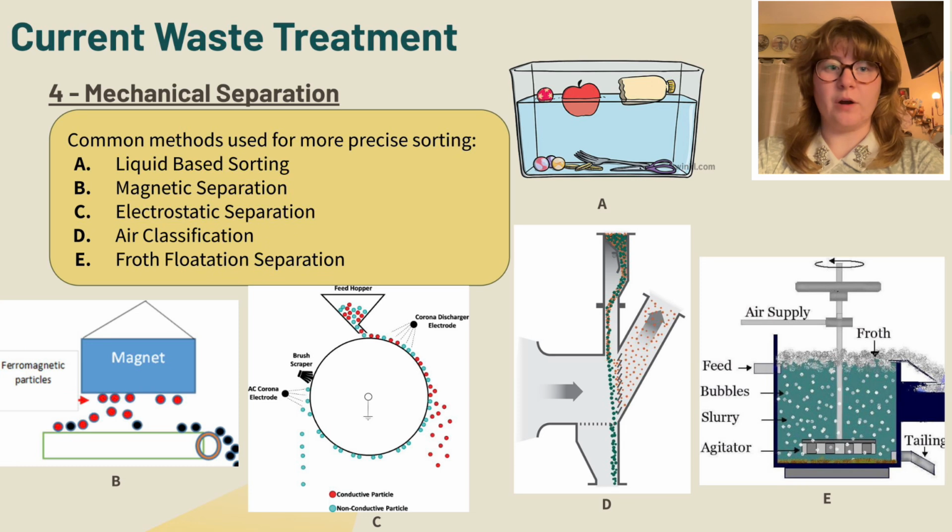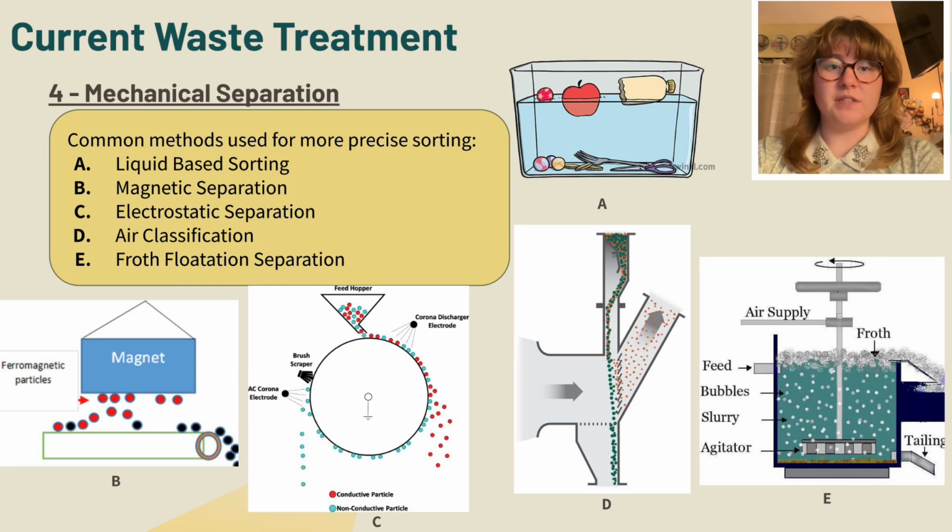Which brings me to number 4, mechanical separation. Mechanical separation is used for more precise and refined material sorting. Common methods include liquid-based sorting, where in image A you can see that it's a technique that uses density of material to further separate the electronic waste. Magnetic separation uses large magnets over a conveyor belt to remove ferrous metals, as simply demonstrated in image B.